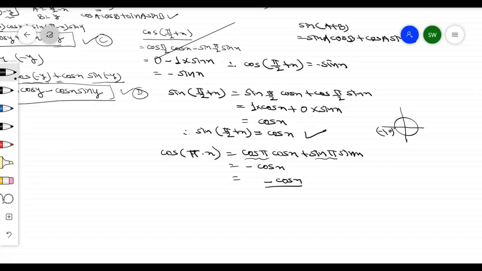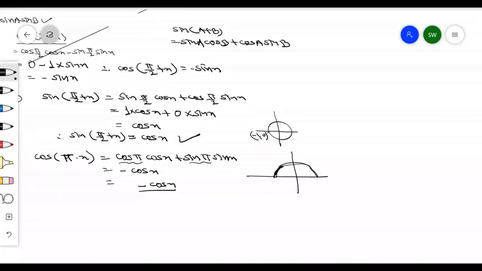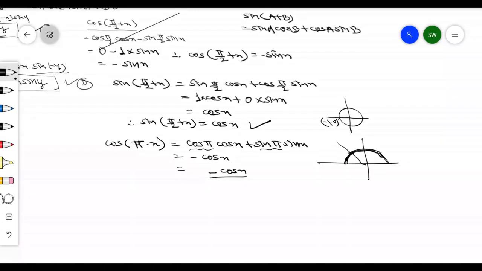In pi minus x, x is always less than 90 degrees. This means from pi you have to subtract an angle which is less than 90 degrees, so it comes here. This is pi minus x. Cos(pi minus x) you can write as minus cos x. Okay, students, in this way we can derive the different formulas.